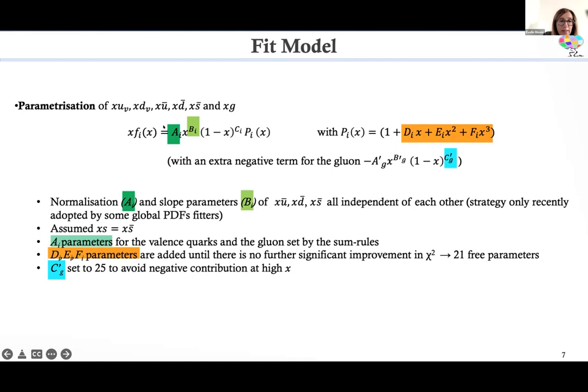The A_i parameters for valence quark and for gluon are set by the sum rules. For what concerns the D, E, and F parameters appearing here in the polynomial, they are added for each distribution until there is no further significant improvement in the chi-square, and this results in 21 free parameters in the fit. For the gluon, we added this negative term here, where the exponent is set to a high value in order to avoid the negative contribution at high x.